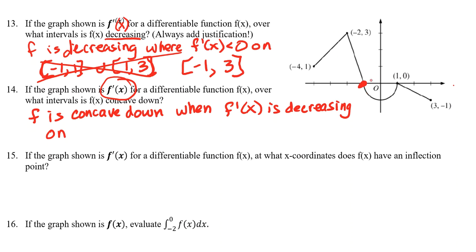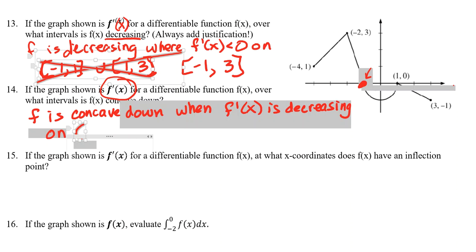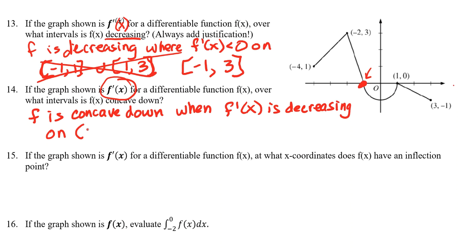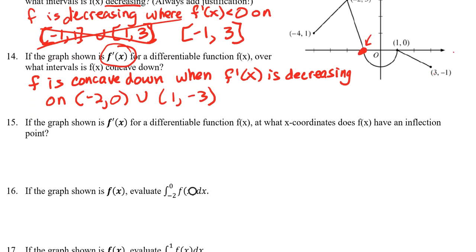And now we've got to think differently. Now what happens at 0? Would it be concave down? Not at an inflection point. So now we don't want to include it. So that would be from -2 to 0. And then it is decreasing again from 1 to 3. All right, so make sure we don't include the endpoints there.